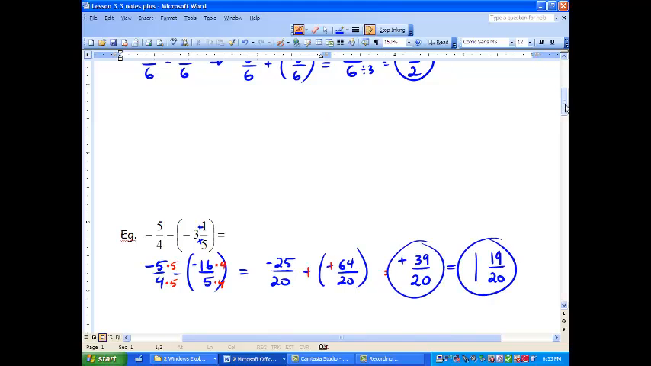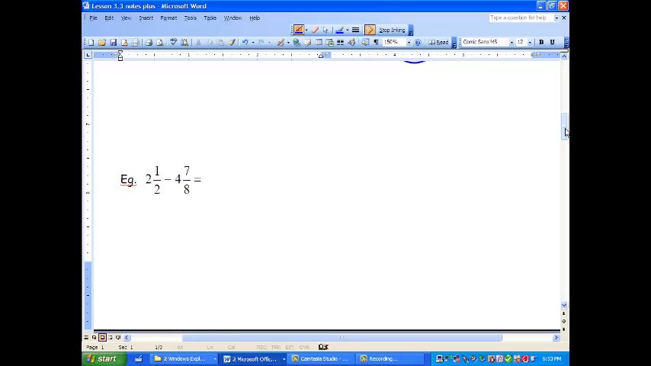All right, last example here. We've got 2 1/2 minus 4 7/8. Well, we need to get them both into improper fractions. So we go 2 times 2 is 4, plus 1 is 5. So we get 5 over 2. Minus 8 times 4 is 32. 32 plus 7 is 39 over 8.